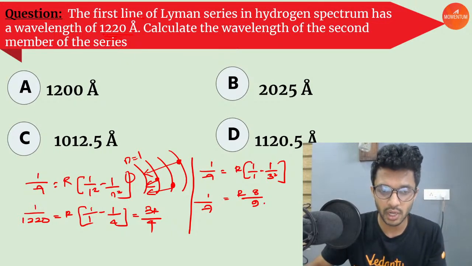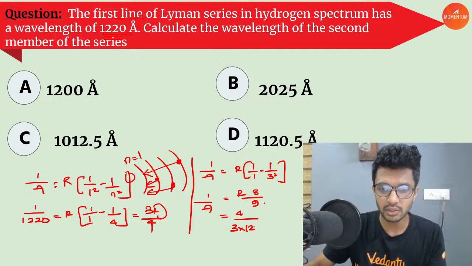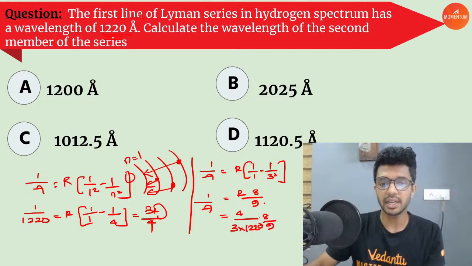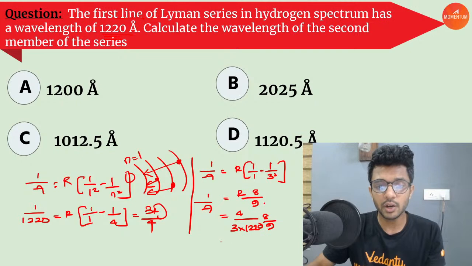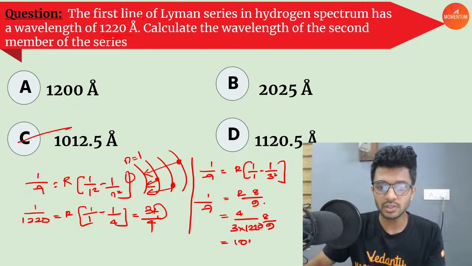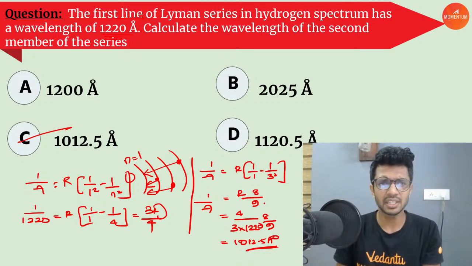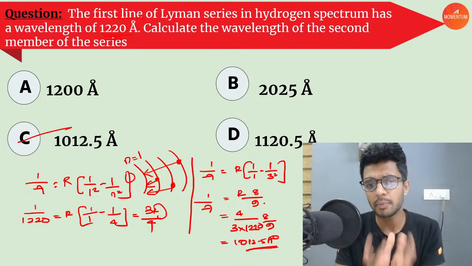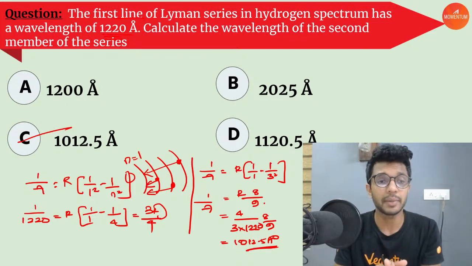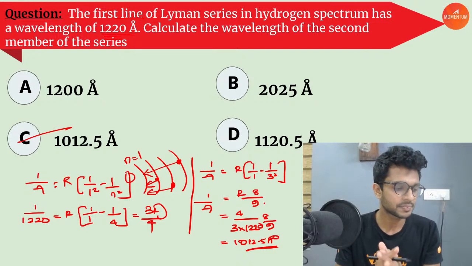So let's substitute for R from here. What's the value for R? That's equal to 4 by 3 into 1 by 1220 into 8 by 9. So how much are we going to get? This is the 1 by lambda value, taking the reciprocal, you will get option C, which is 1012.5 Angstrom as our answer. Simple, isn't it? If you know this specific equation, just applying the values, and if you know the concept of Lyman series, the problem is done.